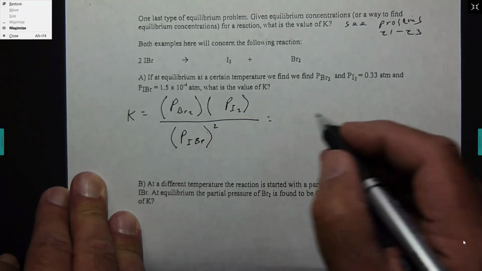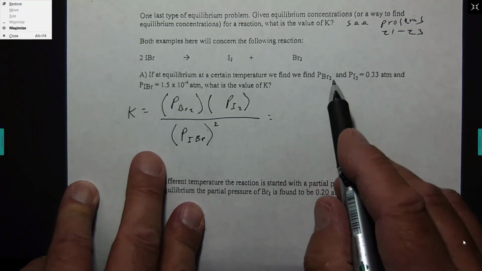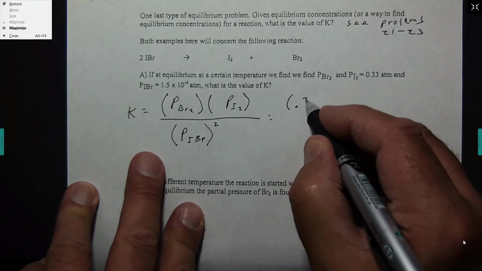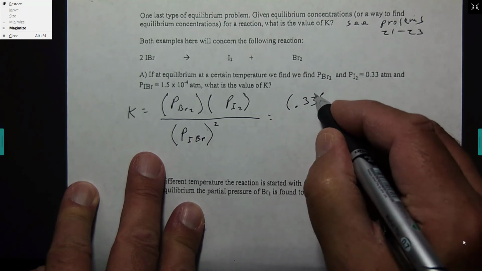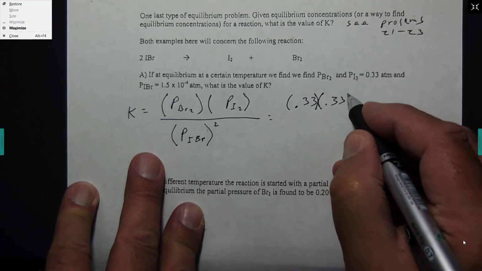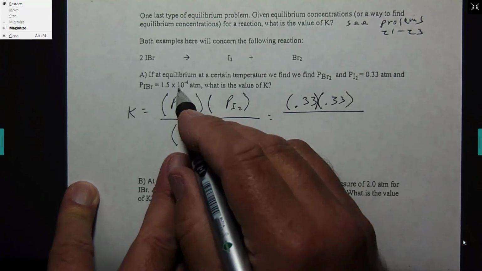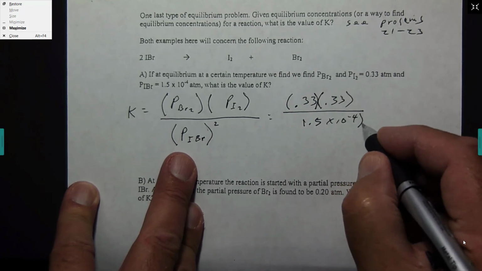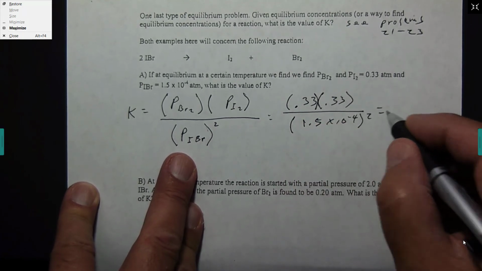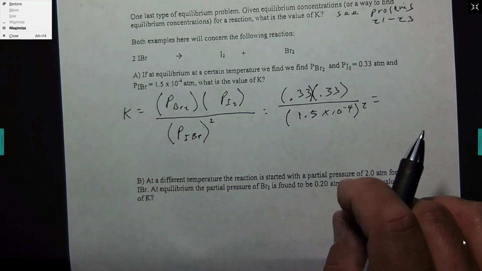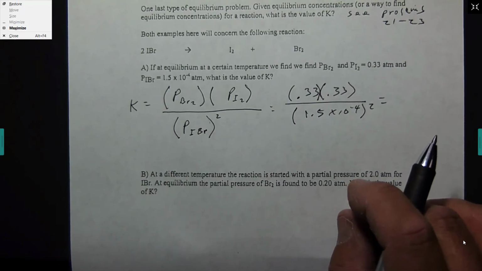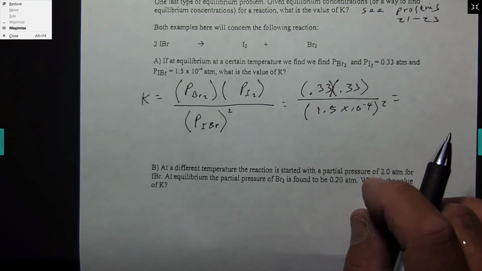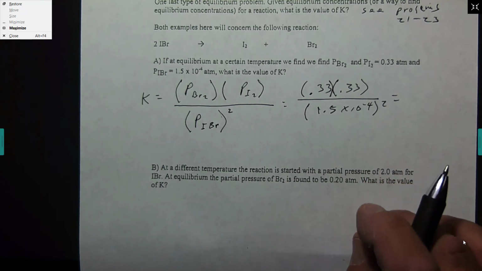squared. Plugging in the numbers, piece of cake, it tells you the Br2, oh, it's going to be 0.33 times 0.33 all over 1.5 times 10 to the minus fourth, squared. Crunch out the numbers there, and you'll have your solution on that one. Not much to that type of problem. Those guys are some of the easier problems you'll find.